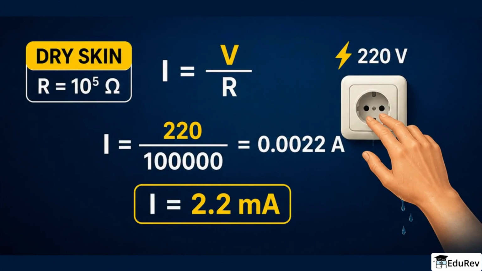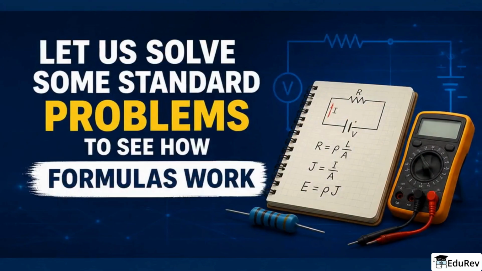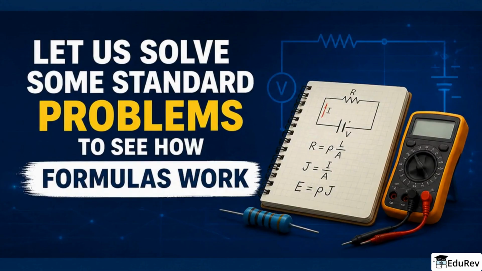0.0022 amp. That is 2.2 milliamp. For wet skin, I equals 220 divided by 1500. That is about 0.147 amp or 147 milliamp, which can cause paralysis or death. Let us solve some standard problems to see how formulas work.